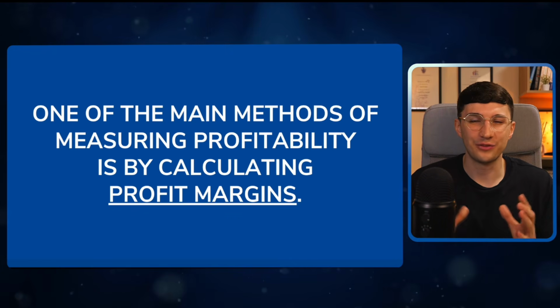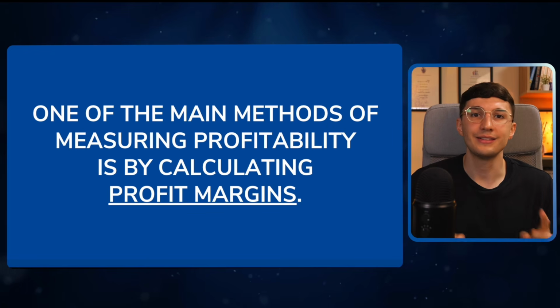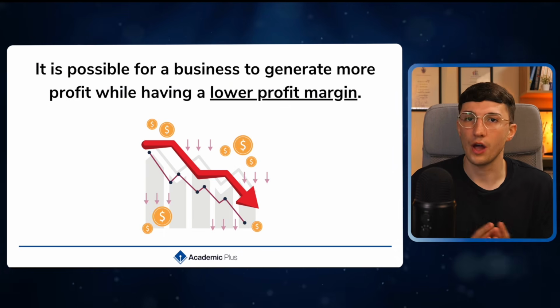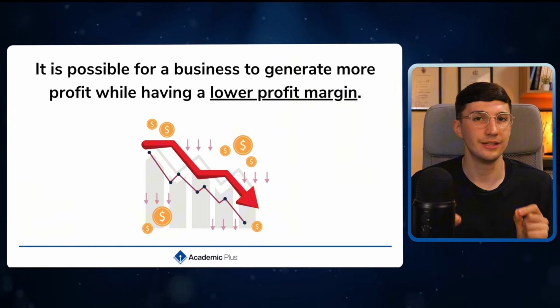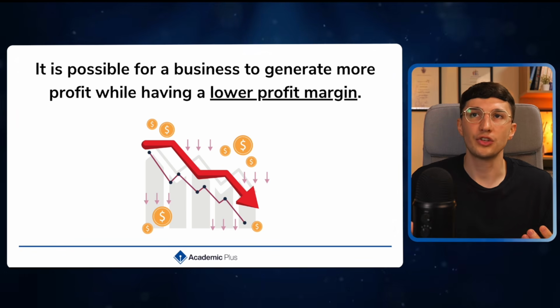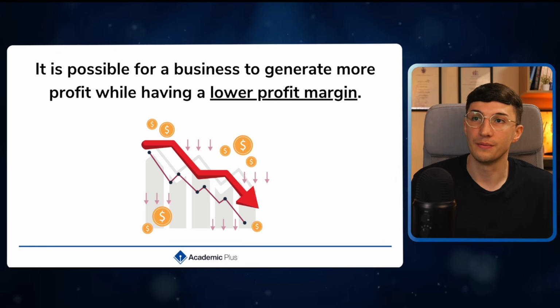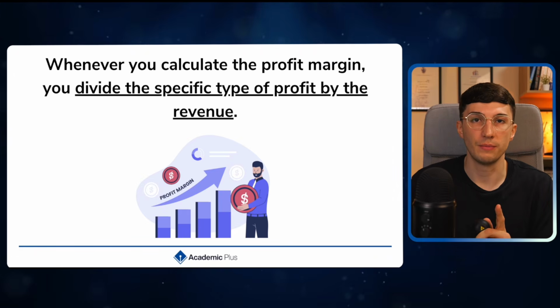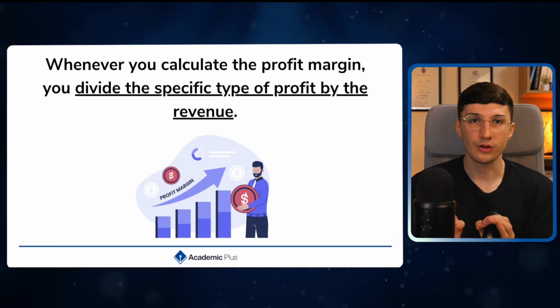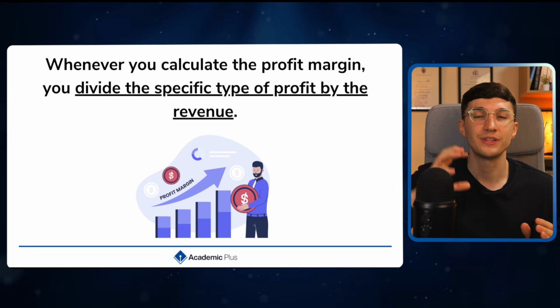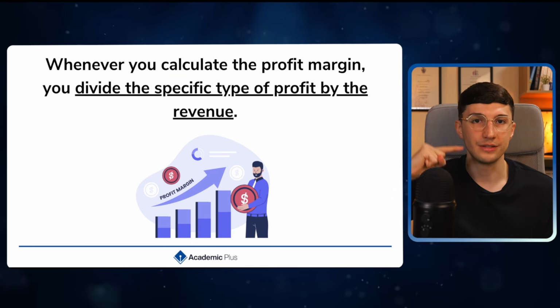Now, one of the main ways for a business to look at their profitability is to calculate their profit margins. Now, as I said earlier, don't write about profit and profitability in the exact same way, because there is a chance for a business to make really good profit but have poor profitability because they may be operating at a lower profit margin. Now, the way we calculate our profit margin, I'm going to show you this in just a moment, is that you divide the specific type of profit by the business's revenue.